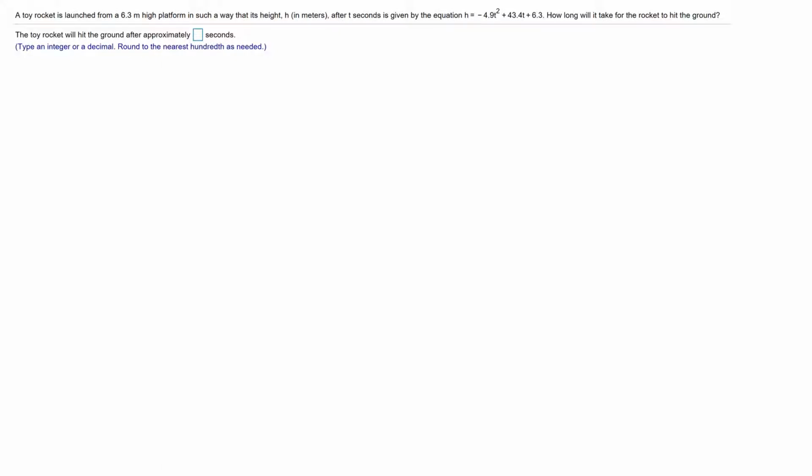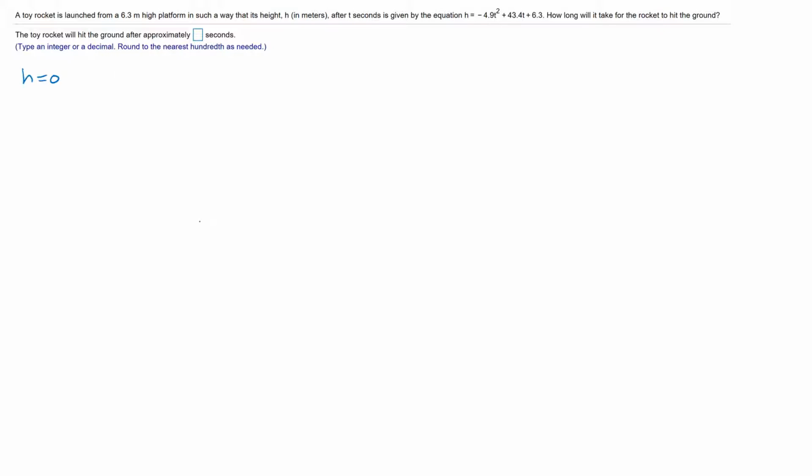Right, so we want to figure out when this rocket will hit the ground. Asking me when the rocket will hit the ground is the same thing as asking me when it'll be 0 meters high. So in order to figure out when it'll be 0 meters high, we can replace h with 0.